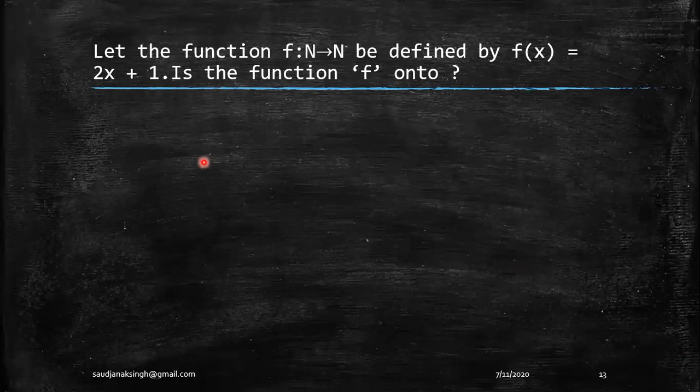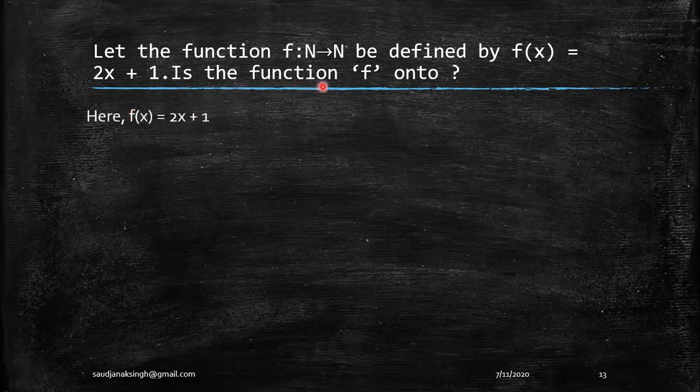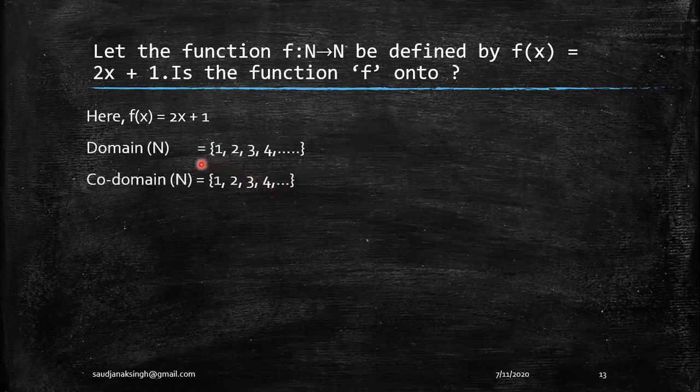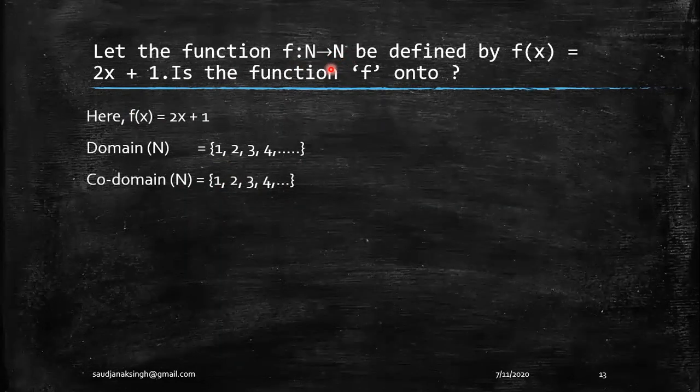Similarly, in the next example, the function is from natural numbers to natural numbers defined by 2x plus 1. Is the function f onto? Again, same property. Onto means the range should be equal to the codomain. This is the domain. Natural numbers means 1, 2, 3, 4 and so on. The codomain is also the natural numbers.